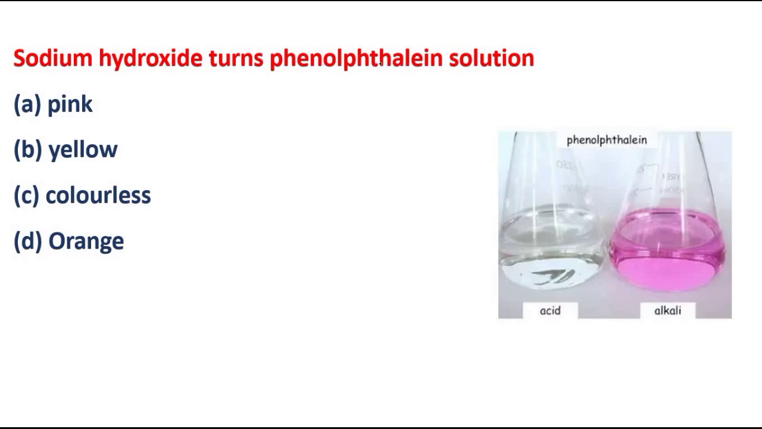Sodium hydroxide turns phenolphthalein solution. We know that sodium hydroxide is a base. In the presence of base, phenolphthalein solution changes into pink color. The correct answer is option A. Option A, pink color.